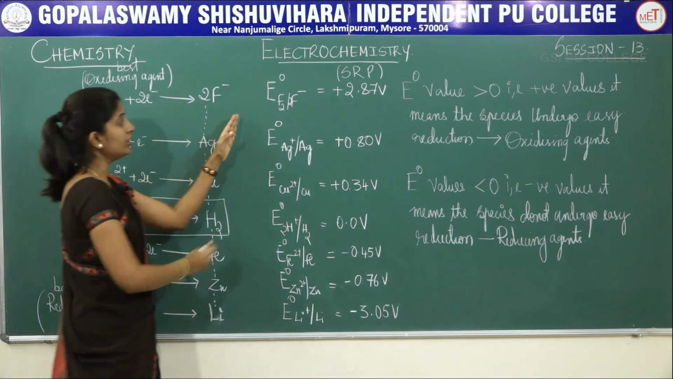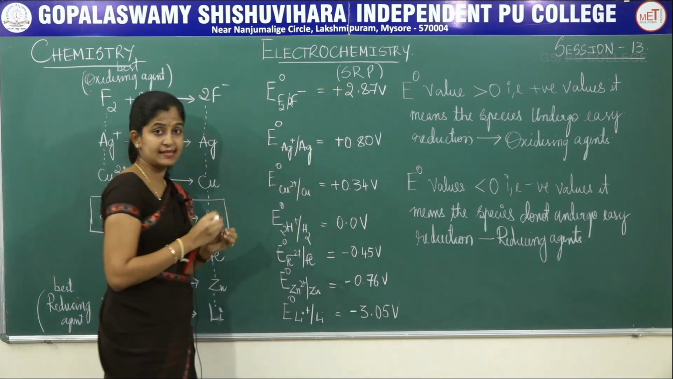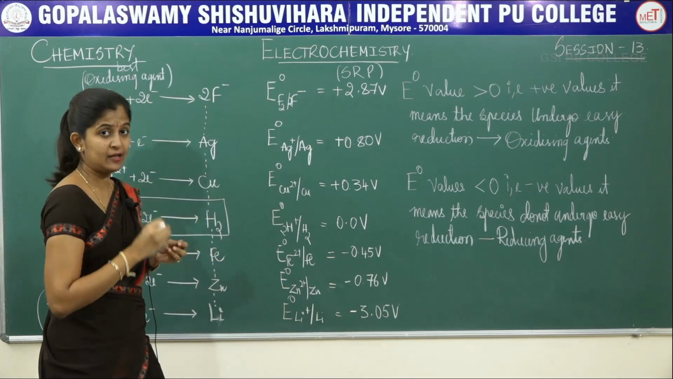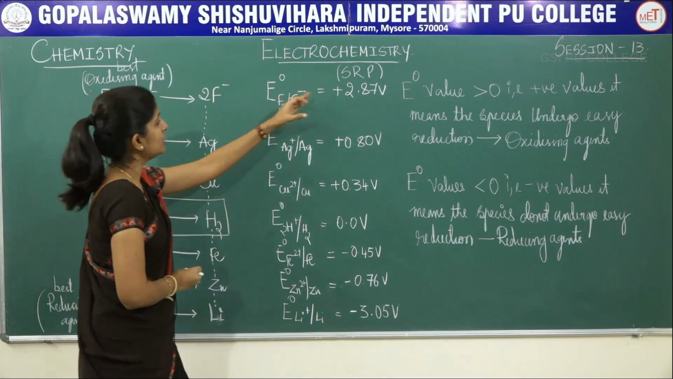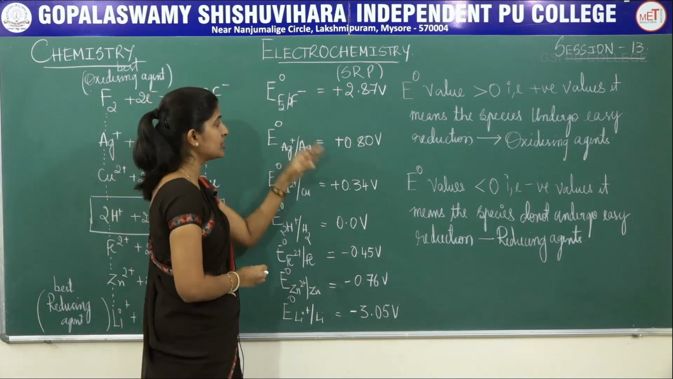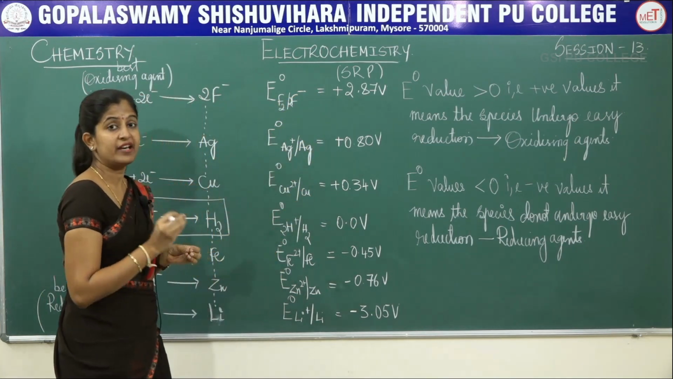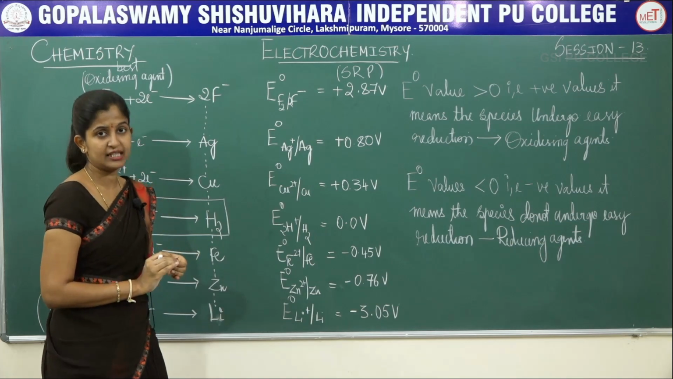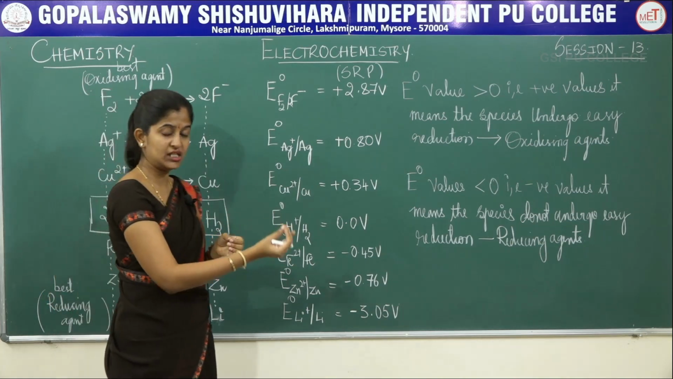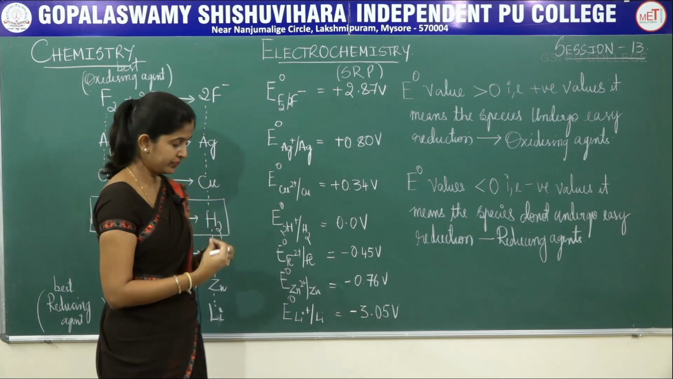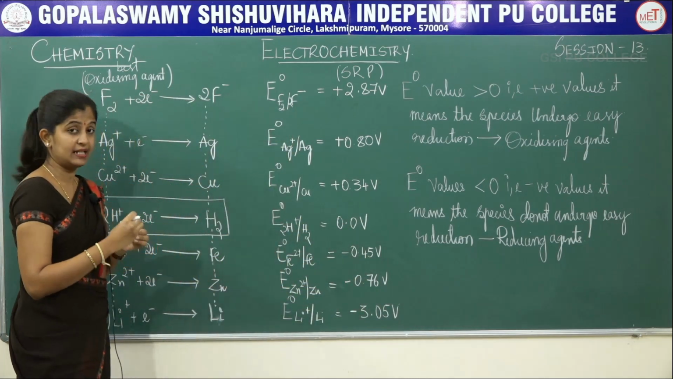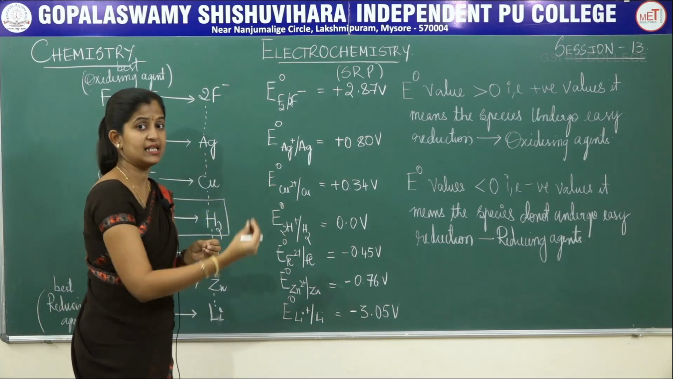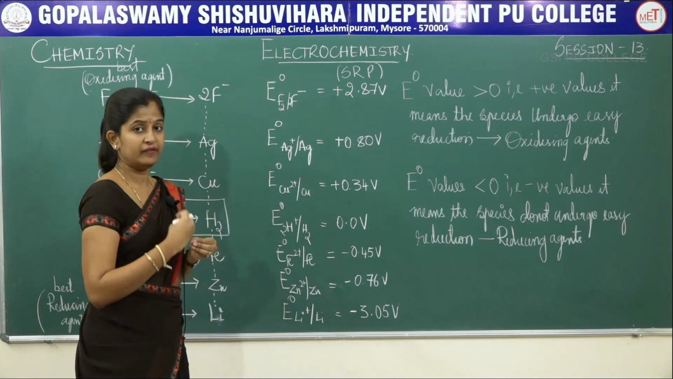So by looking at your standard reduction potential, you can decide whether a species, whether an element, can act as an oxidizing agent or a reducing agent. If the E0 values are positive for an element, it is a very good oxidizing agent, that is it oxidizes other species, itself undergoes reduction. If the values are negative, it easily undergoes oxidation, that is it reduces other species, itself undergoes oxidation very easily.